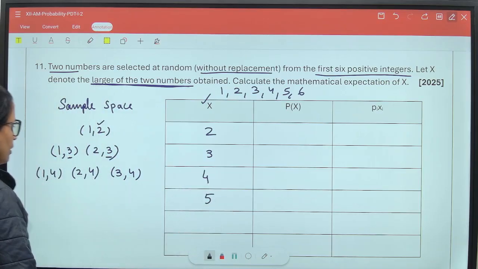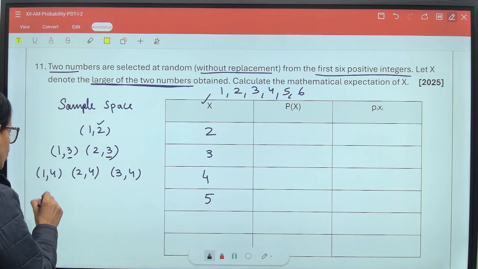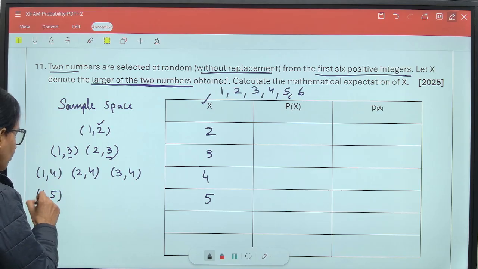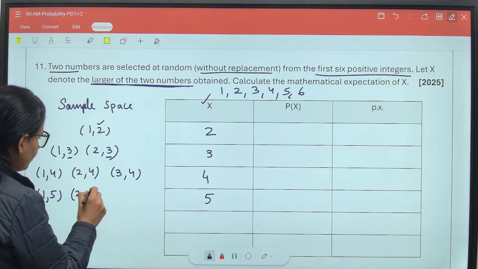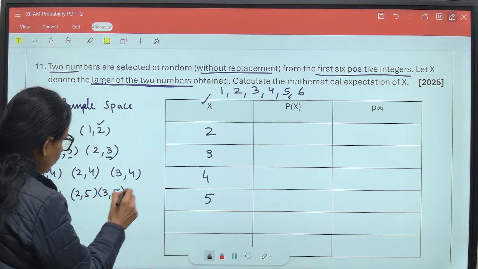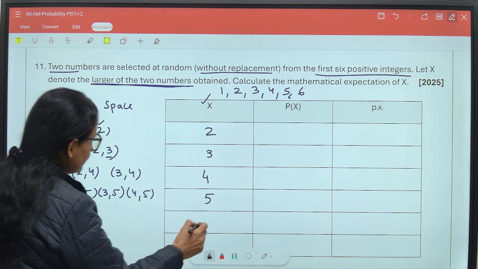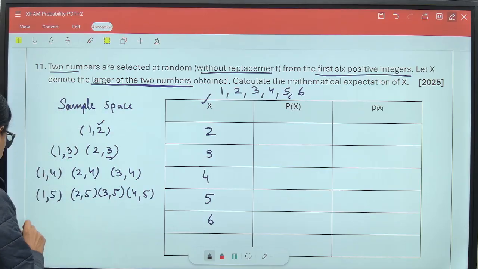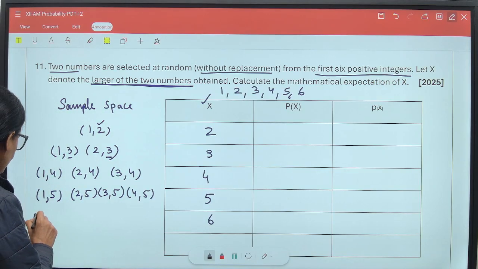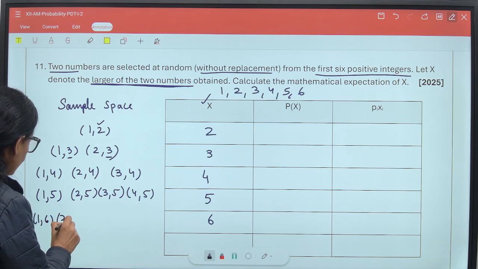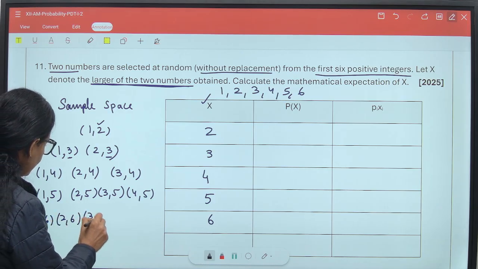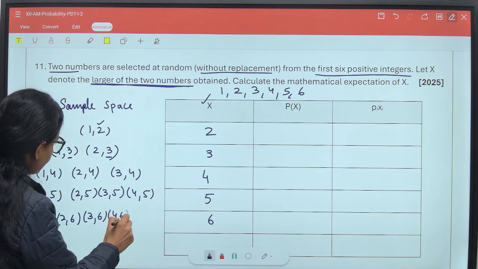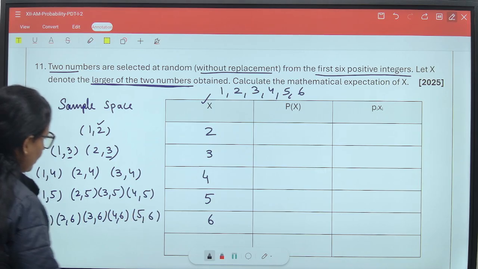Then the next random variable could be 5. That means 5 is the larger of the two numbers that you have chosen. So it could be 1 and then 5, or 2 and then 5, or 3 and then 5, or maybe 4 and then 5. And 6 could be the larger of the two numbers chosen. So the sample space could be 1 and then 6, 2 and then 6, 3 and then 6, 4 and then 6, and the last possibility could be 5 and then 6.